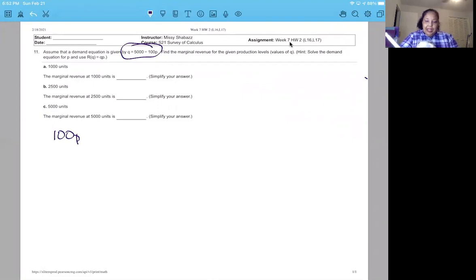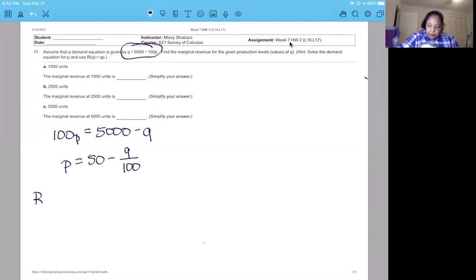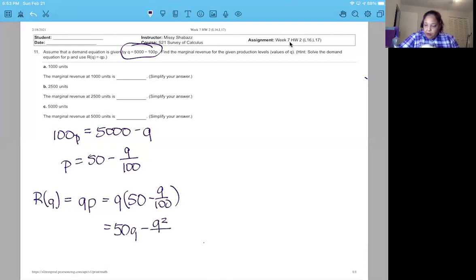All right. So I need to figure out my price function. So I'm going to solve for p. So I have 5,000 minus Q. Divide by 100, and I get 50 minus Q over 100. All right, now my revenue function is going to be Q times p, which in our case is Q times 50 minus Q over 100. So 50Q minus Q squared over 100.